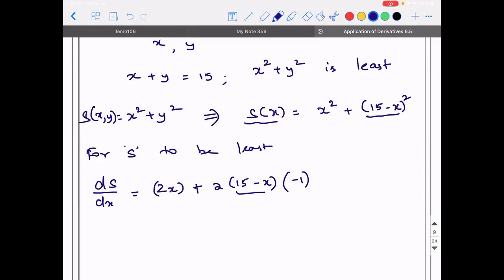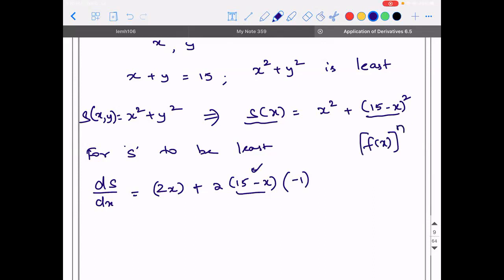Sir, like how you differentiated x square as 2x, here 15 minus x is the base and 2 is the power, no, sir? Why shouldn't we consider 15 minus x as a whole base, sir, rather than two variables? That's what I did. That's what I wrote: 2 into 15 minus x into... Hey, I've told this many times.